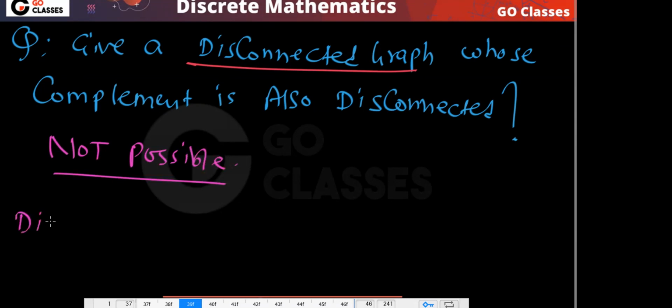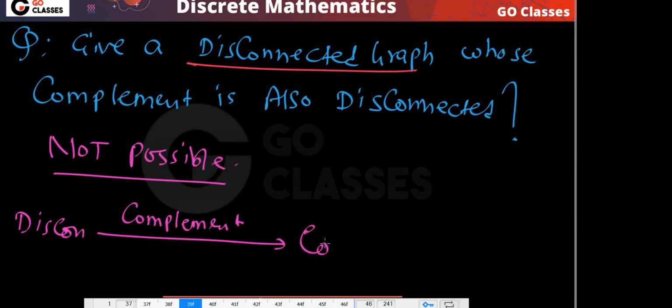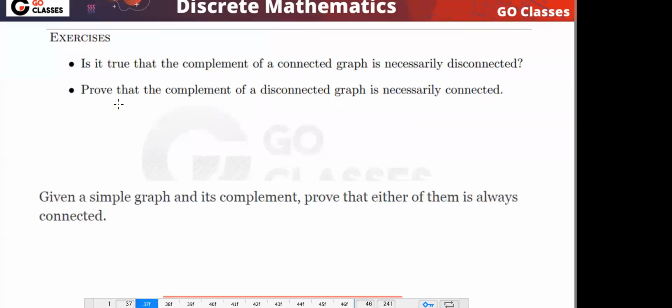If you have a disconnected graph, then its complement will definitely be connected. But how to prove it? So this is what we want to prove: the complement of a disconnected graph is necessarily connected.